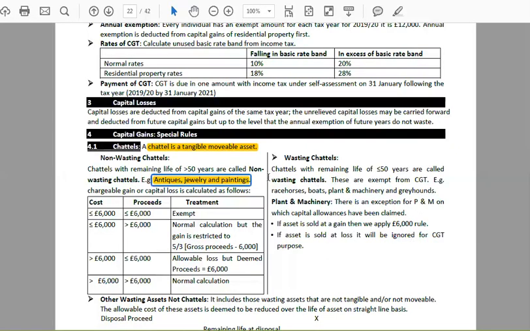Those tangible and movable assets whose life is more than 50 years are called non-wasting chattels. And those tangible movable assets whose life is less than or equal to 50 years are called wasting chattels. So life more than 50 years, non-wasting. Life less than 50 years, wasting chattels. So what are the tax implications? Let's move towards the tax implications.